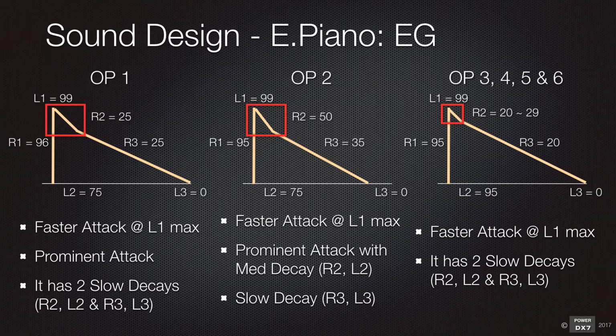For operators 3, 4, 5, and 6, their envelopes are very similar to each other. They have fast attack with a maximum level. They have a slow decay at rate 2 and the level 2 is set at 95. This is to have a minimum amount of attack tone. They slowly decay to level 3, which is 0. Their main purpose is to produce a sustained sound, not necessarily a sharp attack tone.